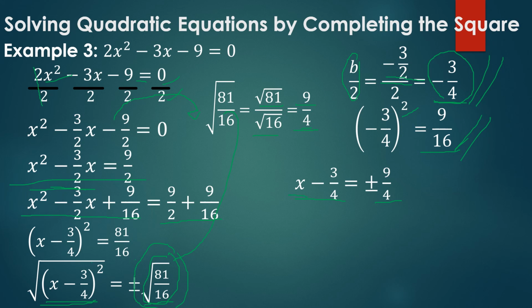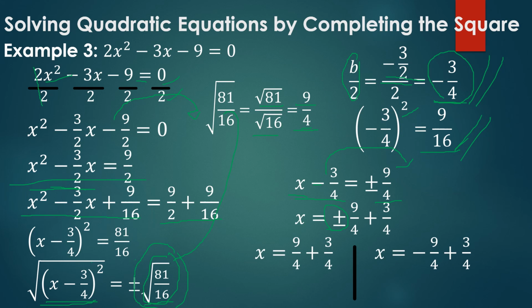Now, for us to find the value of x, we are going to transpose this one to the right side of the equation so we can find the values of x. Right? So we have x is equal to the positive and negative 9 over 4. The negative from earlier will become positive 3 over 4. And now, by separating the positive and negative, we have x is equal to positive 9 over 4 plus 3 over 4, and then x is equal to negative 9 over 4 plus 3 over 4.